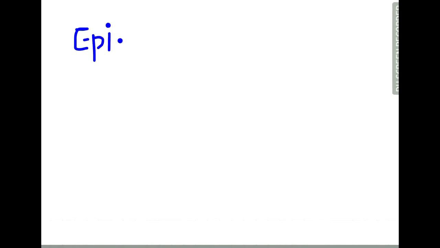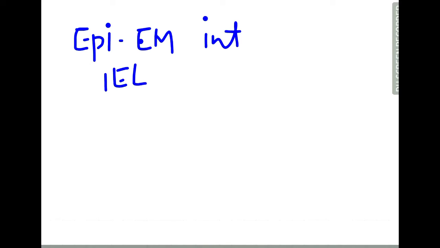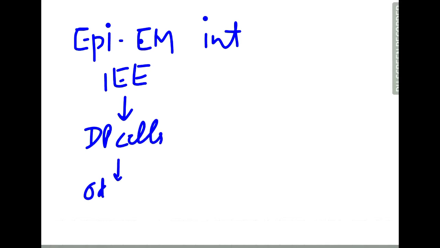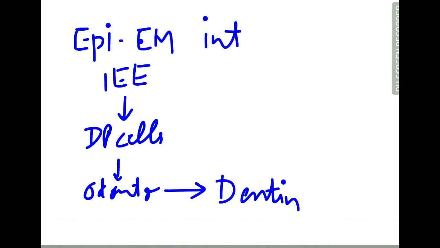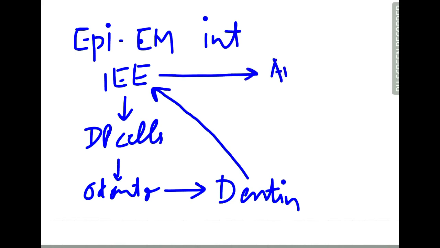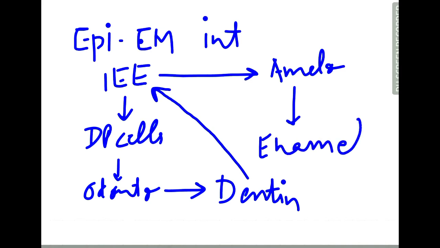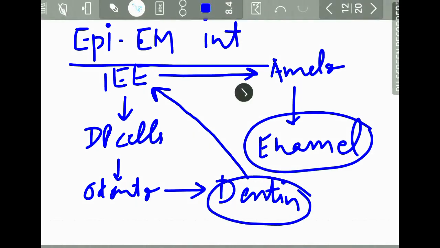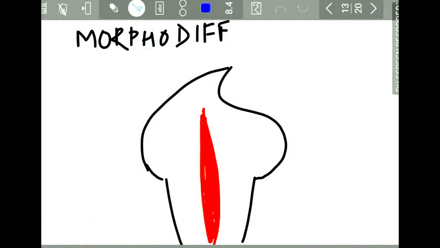So now, let me explain to you in detail how this epithelial ectomesenchymal interaction occurs. The inner enamel epithelial cells instruct the dental papilla cells to form odontoblasts. Now, once these odontoblasts are formed, they begin to lay down the dentine. When this dentine comes in contact with the inner enamel epithelial cells, these differentiate into ameloblasts. And these ameloblast cells then lay down the enamel. So here we can appreciate easily the epithelial ectomesenchymal interaction which occurs during the deposition of the dentine and the enamel.